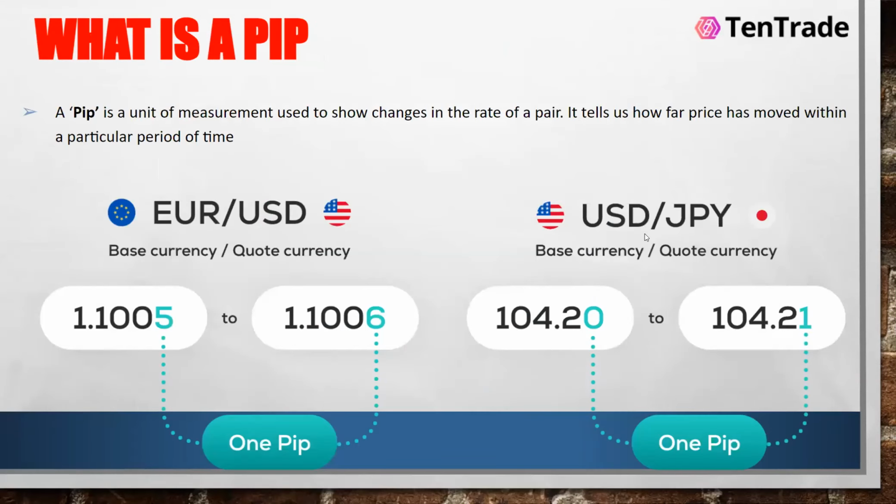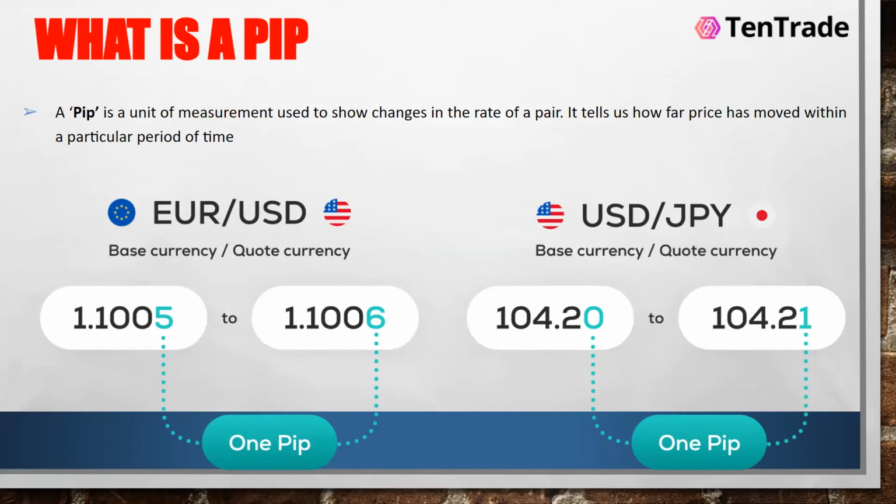So let's talk about the concept of a PIP. We are gradually approaching the practical aspect of forex. Let's start by talking about the most basic concept when it comes to trading, what we call a PIP, right? So what is a PIP? A PIP is a unit of measurement that is used to show changes in the rate of a pair. It tells us how far price has moved within a particular period of time.